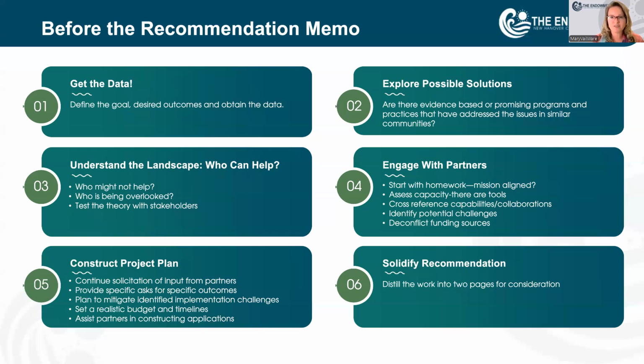Who might we need to bring into the fold that we haven't thought of? What are our partners that might surprise us here? Who's being overlooked? And then we need to test our theories with stakeholders. So if we settled on a possible solution, we talk to our stakeholders.